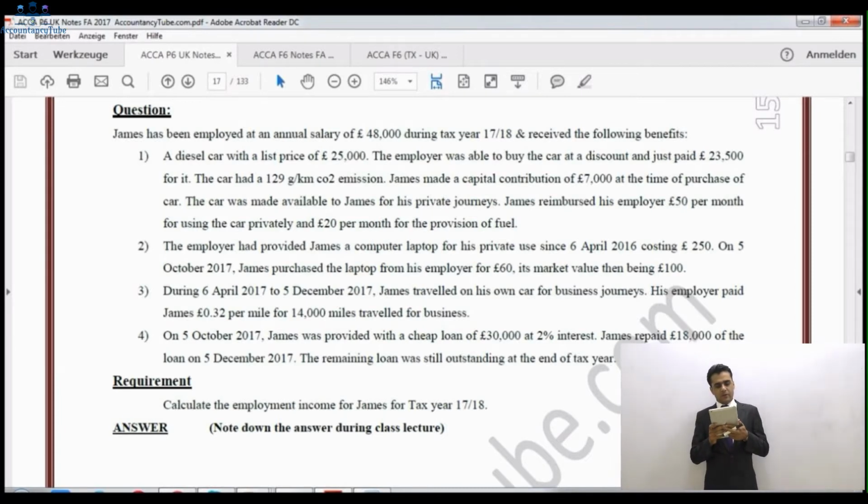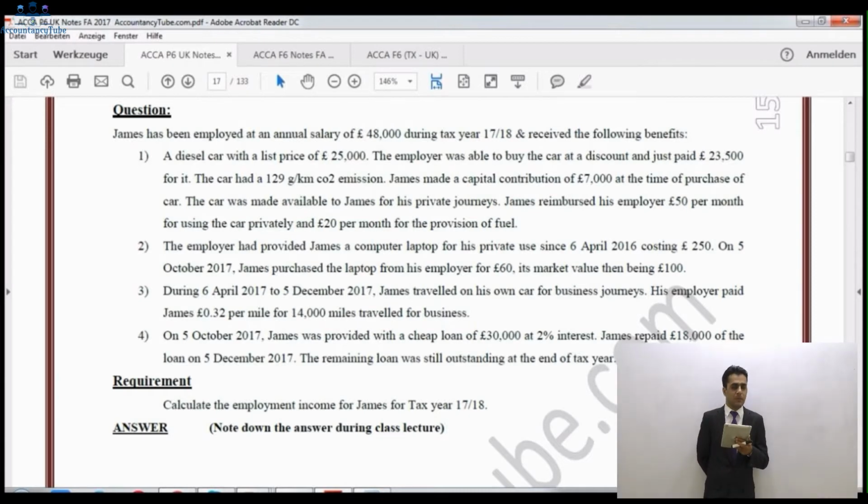Right, then after that it says in number 4, on 5th of October 2017, James was provided with a cheap loan of £30,000 at 2% interest. James repaid £18,000 of the loan on 5th of December 2017. The remaining loan was still outstanding at the year end. So it is basically a beneficial loan which was provided below the official rate. The official rate of interest for our current tax year is 2.5%, whereas in this case it was provided at 2%.